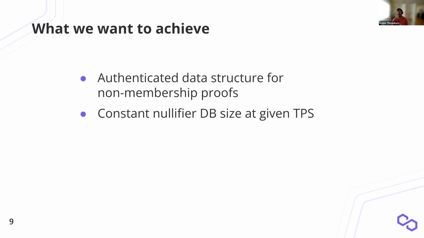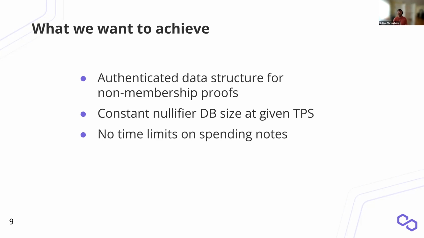But what we want to do is, for a given TPS, so if you're running at, let's say, 1K TPS, you'll have a constant size nullifier set. It's not going to grow with time. There's not going to be additional nullifiers added to it, or there will be, but the size will not grow. So that's one of the goals. But if the TPS increases, your nullifier set will increase as well. So that's a slightly relaxed condition, and I think it's a good trade-off to live with.